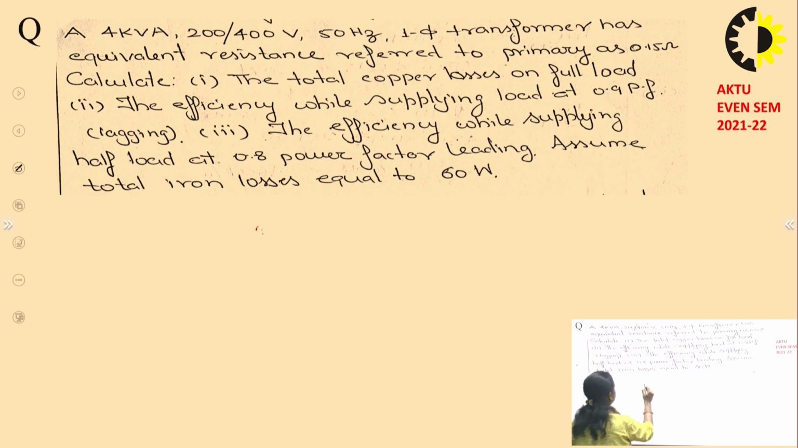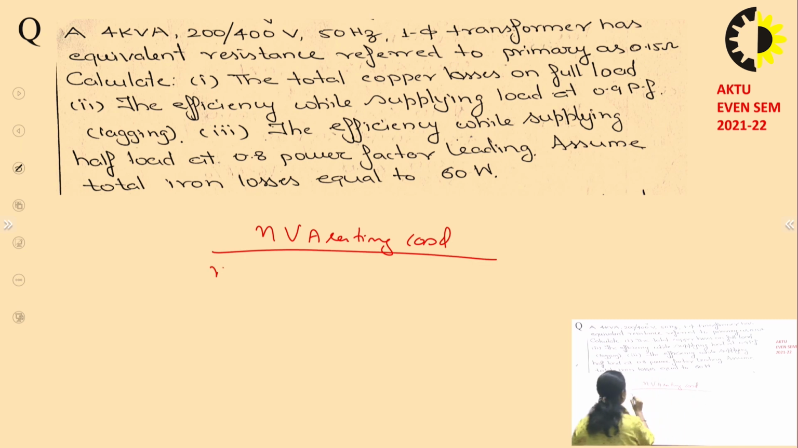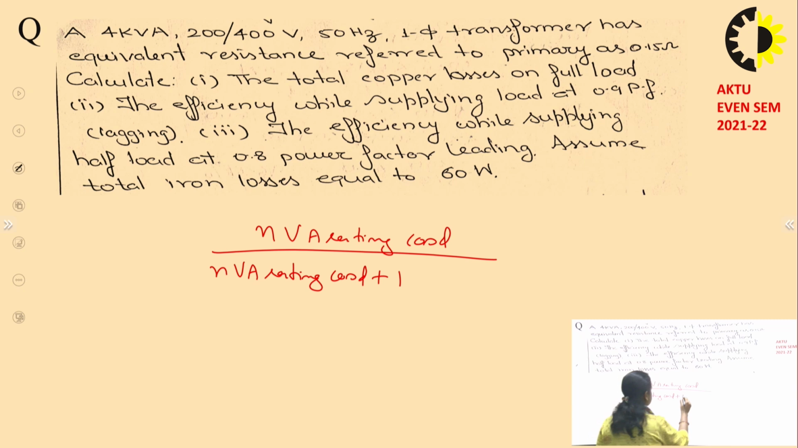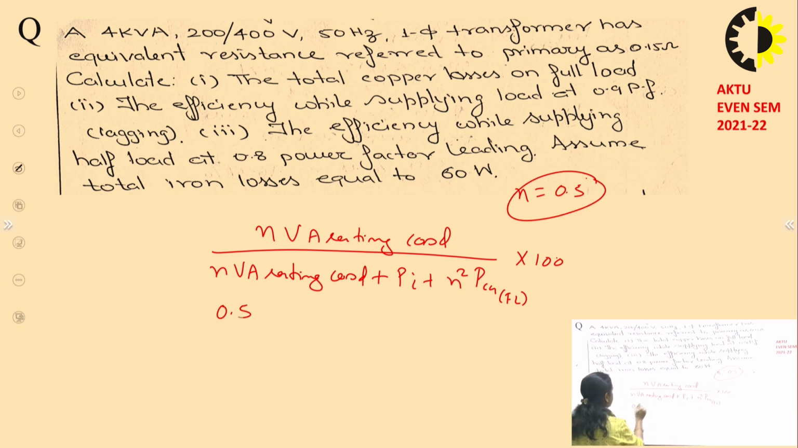So for half load you will write the efficiency as N VA rating cos phi divided by N VA rating cos phi plus RL loss plus N square copper loss at full load, into 100, right? So at half load, what will be the N value? We have seen previously also that N will be equal to 0.5, right? So you will put the value N is equal to 0.5.